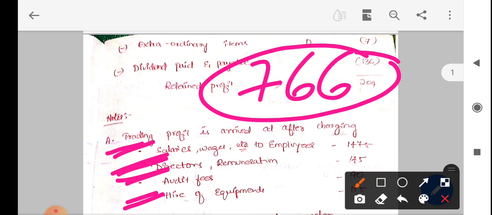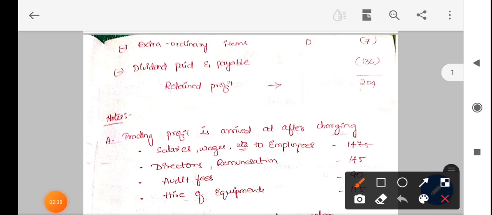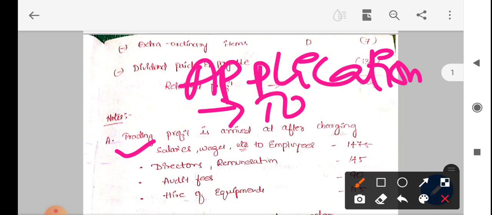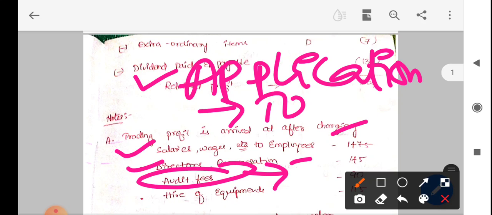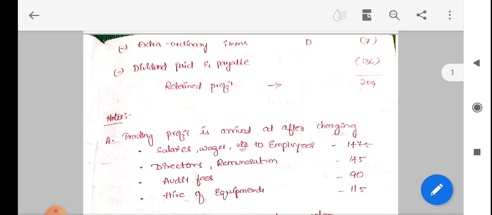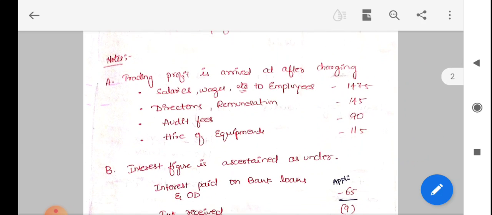So first of all, where will the salary and wages to employees come? This will come in application. Take a pencil and write down in application in point number 1, to pay for employees. Next, directors' remuneration will also come in application, to pay for the directors. Next, audit fee will come in the value added statement in cost, we have to deduct this in the cost. Next, hire of equipment also will come in value added, we have to deduct it in the cost. This is the adjustment relating to the trading profit.